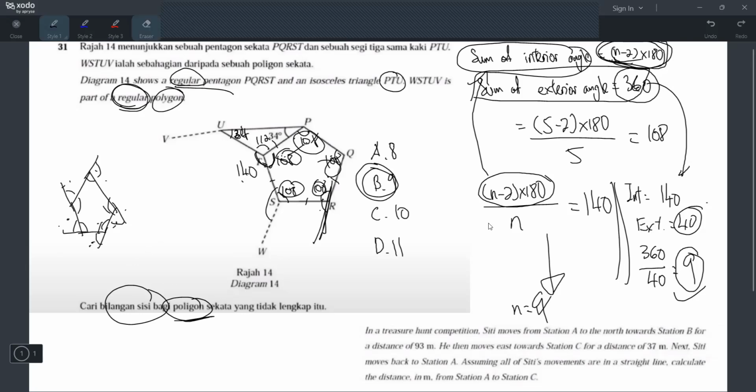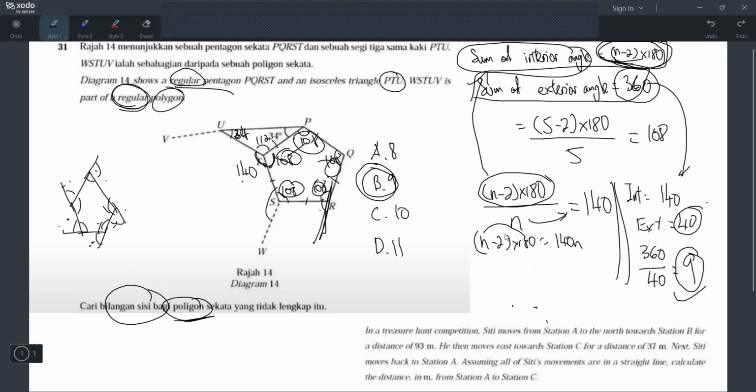Of course, another method is to do it like this, right? I already explained you can do it like this also. I want to prove to you that you also get 9, so I'll just do it fast. n minus 2 multiplied with 180. The multiply part, I will just write like this, okay? And then 140 times n, I'll just do like that, right?